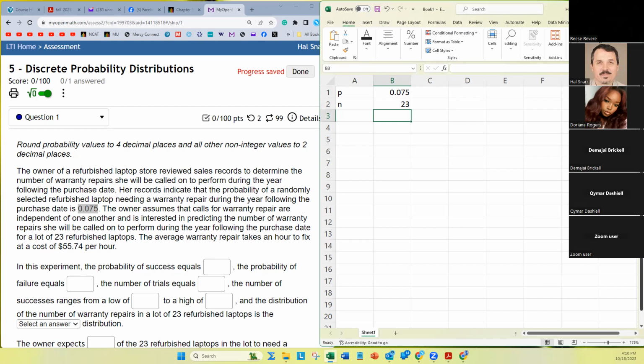Now, the average warranty repair takes an hour to fix at a cost of $55.74 in my problem. So this is the cost. I'm going to put it over here because it's not a part of this experiment yet. This is the cost of warranty. I'm going to call it W, the cost of a warranty on average, because it takes an hour to fix, and maybe she has to pay somebody $55.74 an hour to fix it.